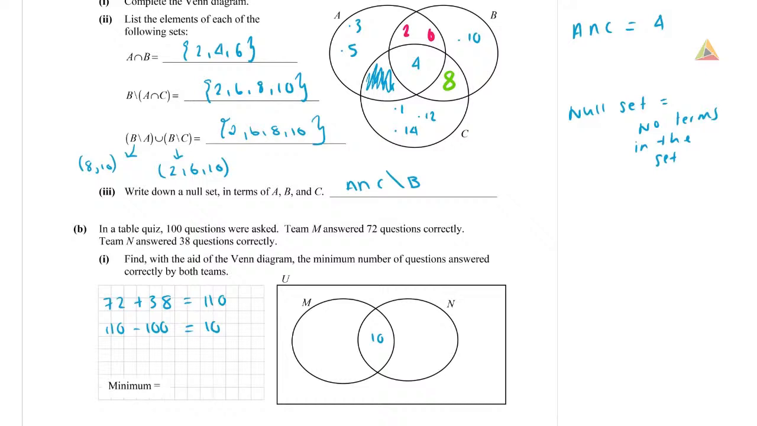So you want to figure out what's in M and what's in N. So it should be pretty straightforward, and 0 goes out here. So see, can you figure out the minimum number of questions answered correctly by both teams.